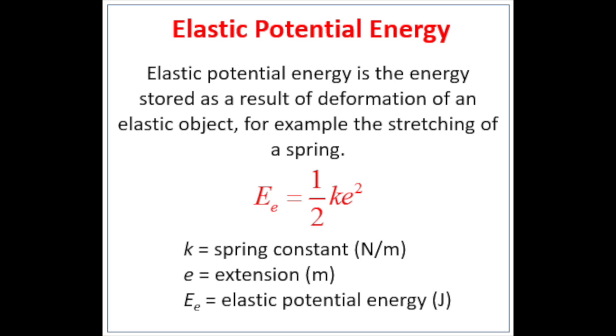Elastic potential energy can be represented by the following equation: E_E = 1/2 k e^2. k is the spring constant represented in newtons per meter, e is extension represented in meters, and E_E is elastic potential energy represented in joules.